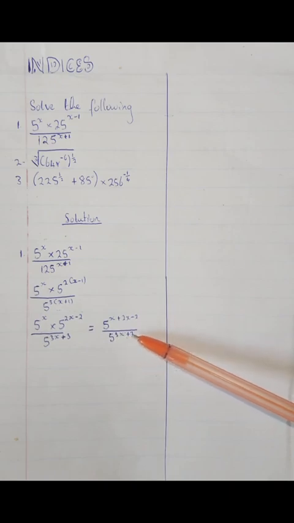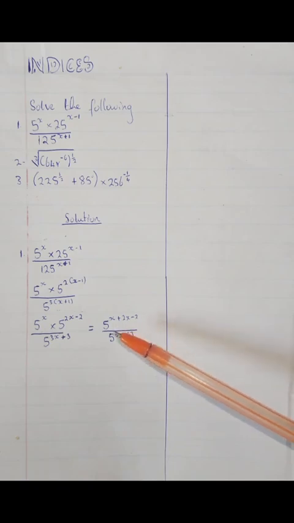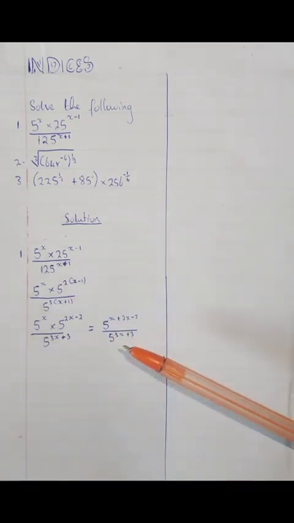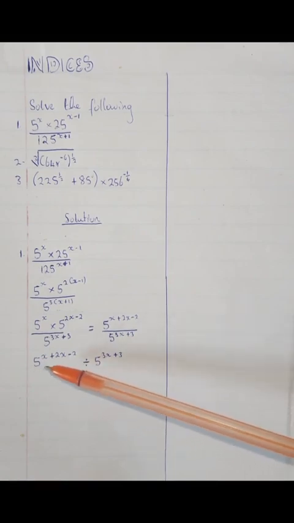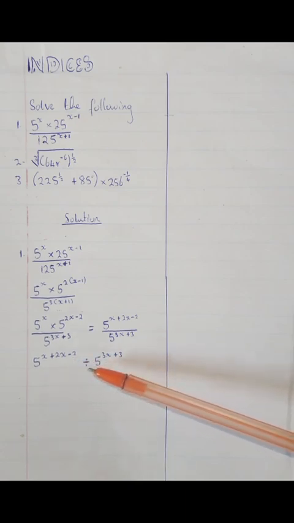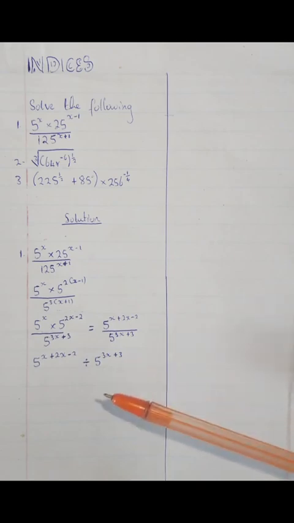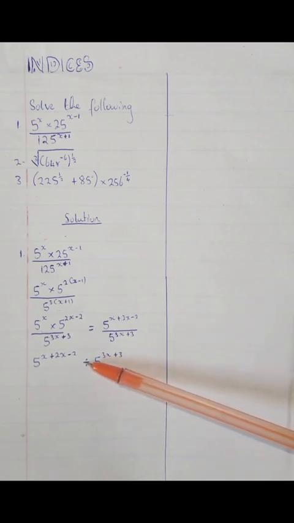We can rewrite this. Writing this, we have 5 raised to the power of x plus 2x minus 2 divided by 5 raised to the power of 3x plus 3. So it's all the same thing. The only difference is we just introduce the division sign. We remove this one and replace it with this one.